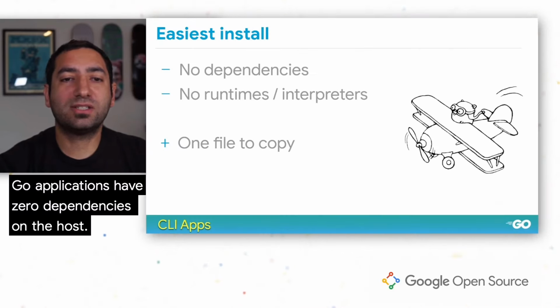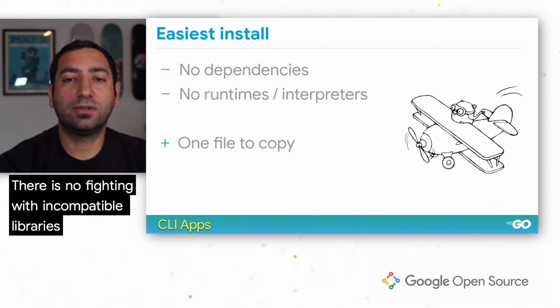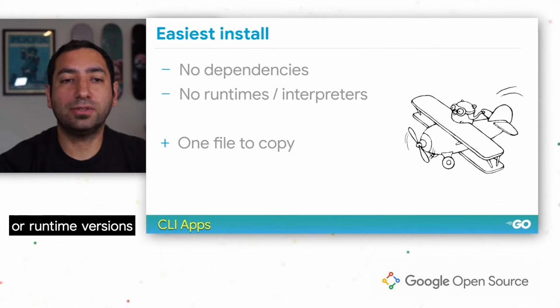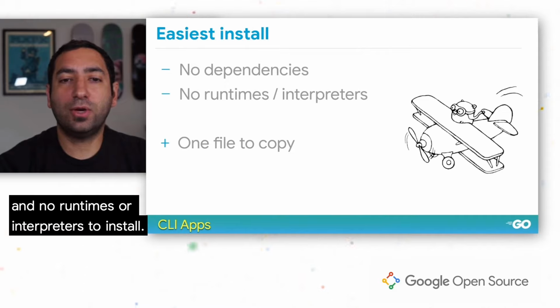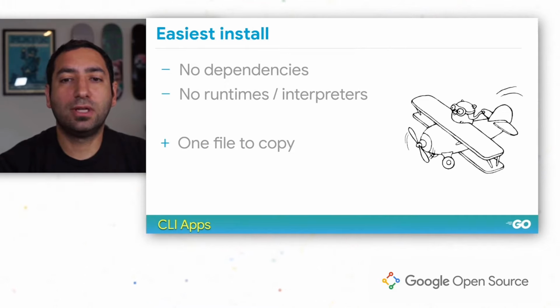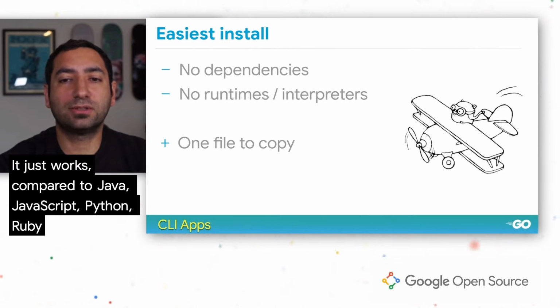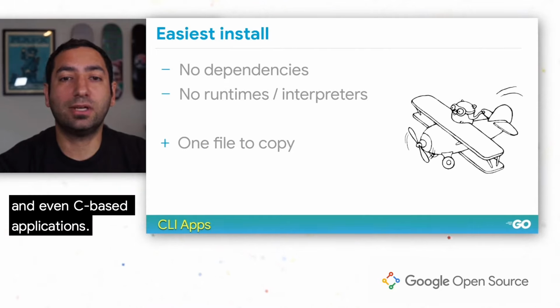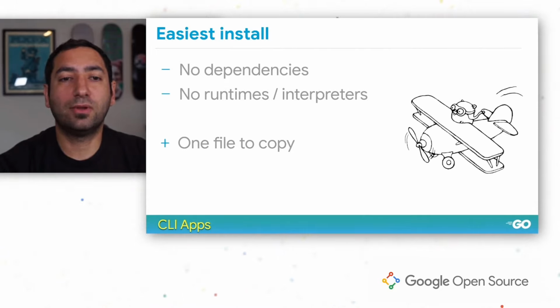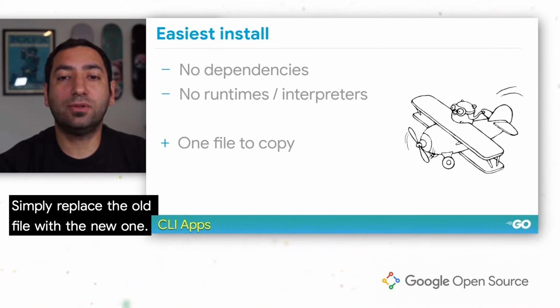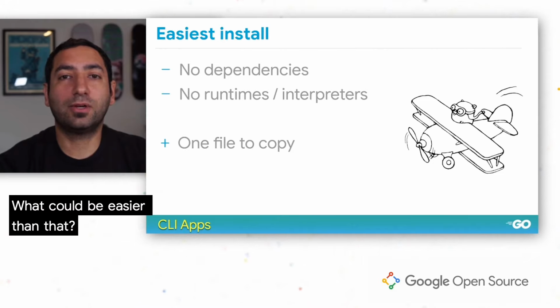Go applications have 0 dependencies on the host. There's no fighting with incompatible libraries or runtime versions, and no runtimes or interpreters to install. Once the application is built, installing it is as simple as copying a single file to another machine. It just works. Compared to Java, JavaScript, Python, Ruby, and even C-based applications, this is incredibly smooth. Upgrading is just as easy. Simply replace the old file with a new one. It's a single file. What could be easier than that?